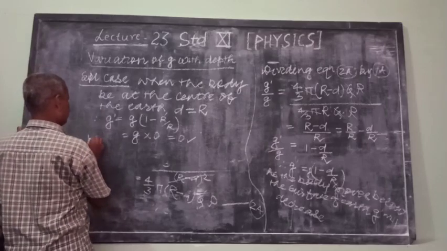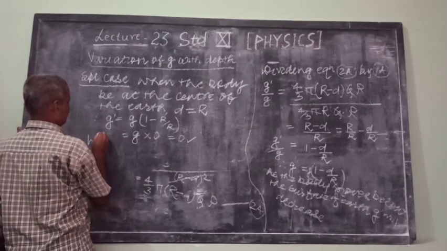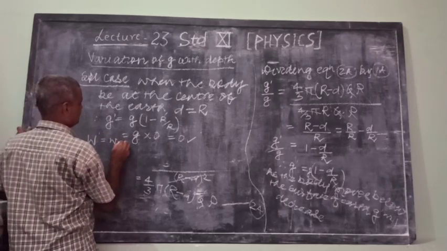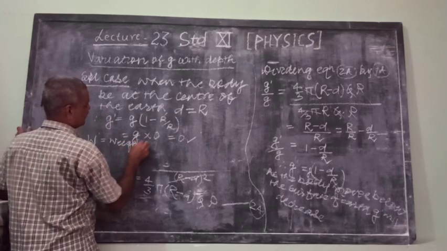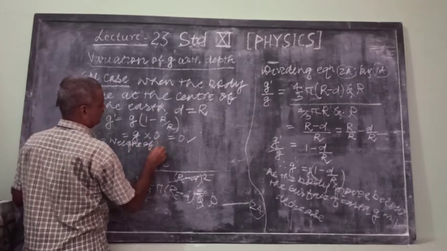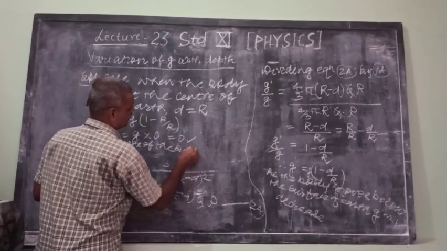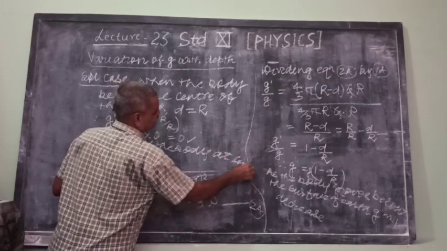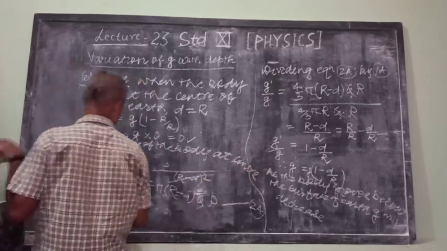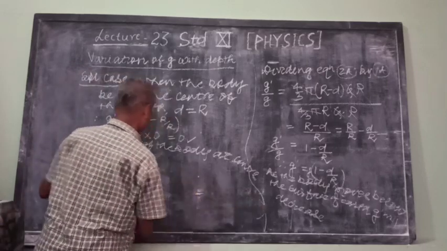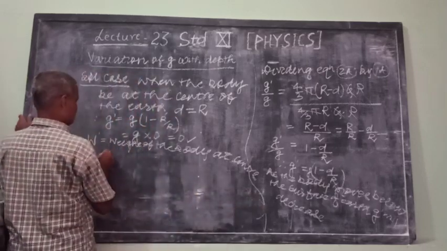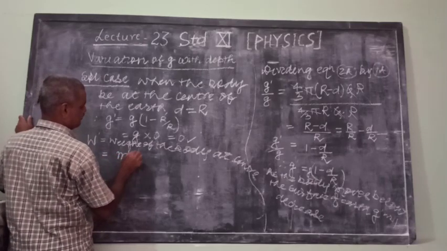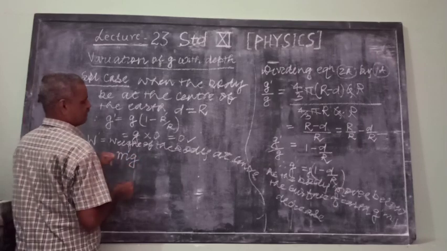Regarding the weight of the body, W dash means weight of the body at the center of the earth. Just I am writing it as at center. Center means center of the earth. So weight is equal to m into g. Weight is equal to m into g. Okay, m is the mass.